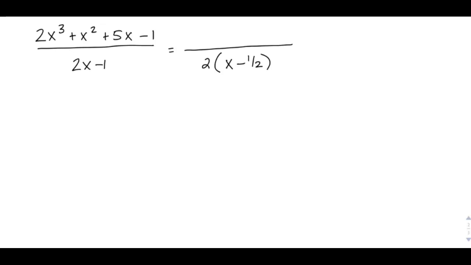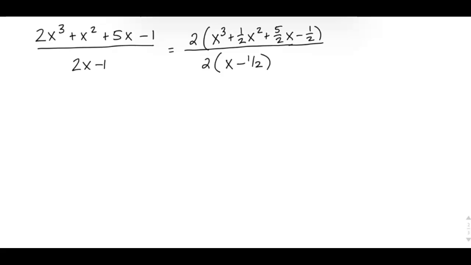Because I divided out a 2 of all of my terms on the bottom, I'm also going to divide out a 2 from all of the terms on top. So if I divide each one of those terms by 2, 2x cubed divided by 2 gives us x cubed. 1x squared divided by 2 becomes 1/2 x squared. 5x divided by 2 becomes 5/2 x. Minus 1 divided by 2 becomes a minus 1/2.